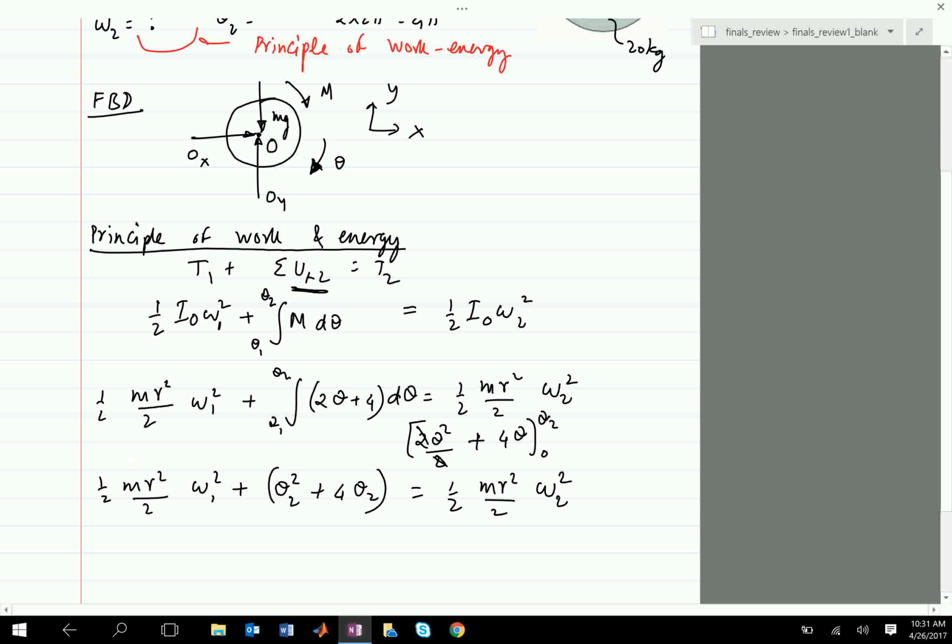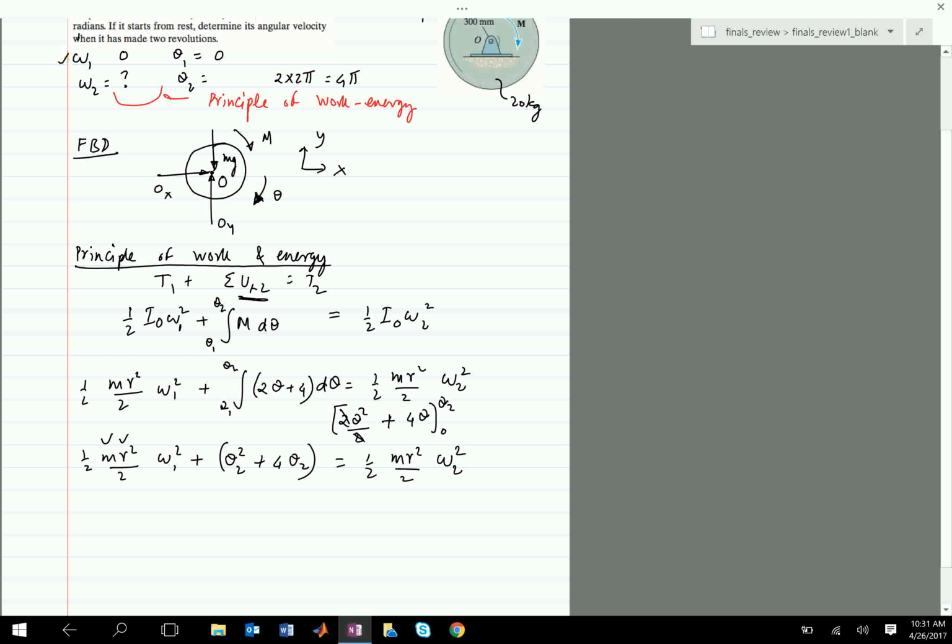Okay, so in this case, mass is known, radius is known, the angular speed omega 1 is known, it's 0. Omega 2 is the unknown, and theta 2 is known, right? So only unknown is omega 2, so you can solve for omega 2. The answer is 21.5 radians per second. Okay, can you think of an alternate way of solving the same problem?